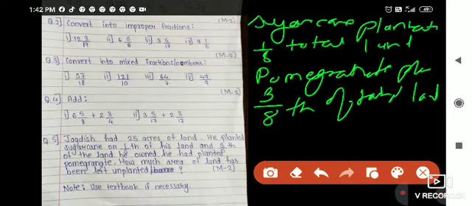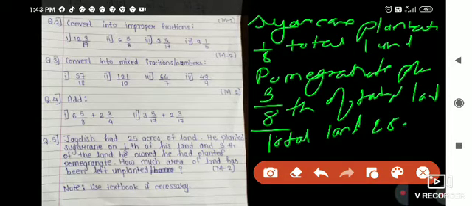So first of all note down this, because I am going to cut this. What we have to do is add these fractions, and then multiply that sum with 25, and then we will get the answer. So note down: total land is equal to 25 acres. Now here we will do the calculation. Note down this, all of you.